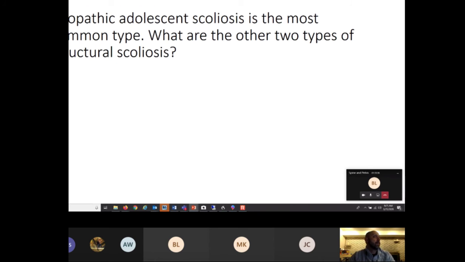All right. Idiopathic adolescent scoliosis is the most common type. What are the other two types of structural scoliosis?